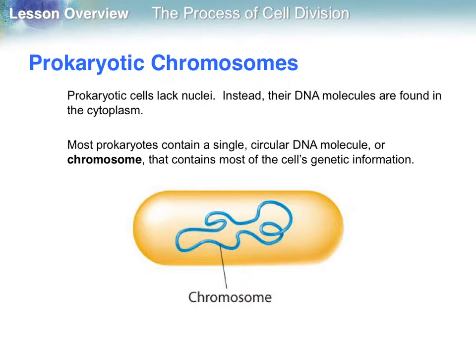Now remember that prokaryotes are cells that are very simple. They are cells like bacteria, and they don't have a nucleus. Their DNA is found in the cytoplasm. For most prokaryotes, their DNA is a single circular molecule, a single chromosome that has all the information in one chromosome. So bacteria, like prokaryotes, just have one chromosome.